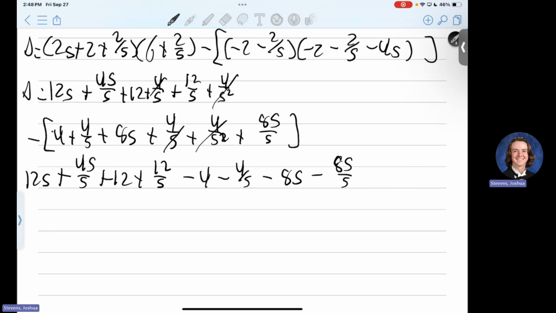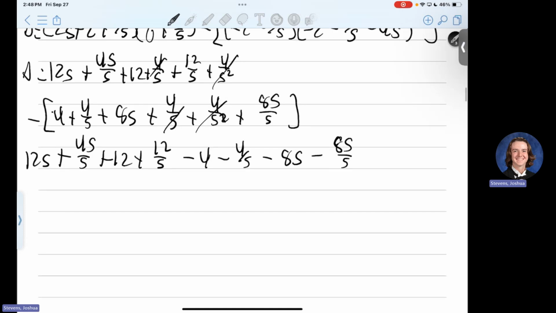I would try to do it. So combine like terms. We have a 12s minus 8s. That just becomes 4s. We have a 4s over s minus an 8s over s. That just becomes negative 4s over s. We have a positive 12, negative 4. That then just becomes positive 8. And then we have 12 over s minus 4 over s. Then becomes 8 over s. Are we in agreement?